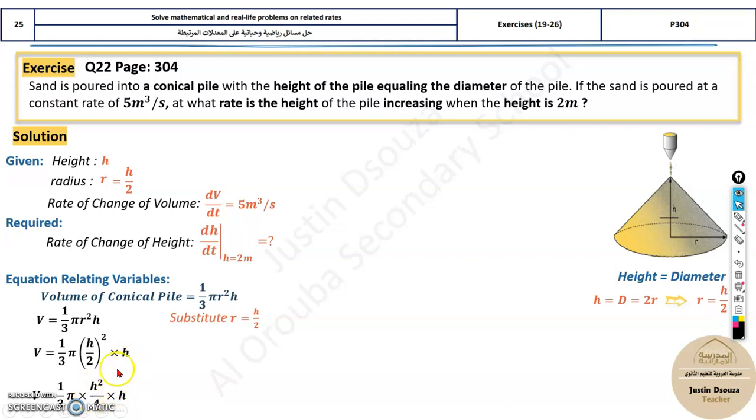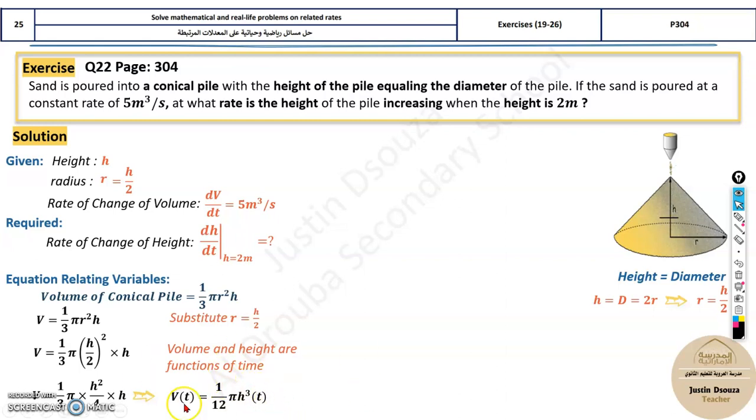And now rearrange this and write. Over here it will be 1 by 12 pi h cube. So now this is the volume in terms of h. Okay, it's h cube. Why? Because you squared both sides, you multiplied by h. Over here 1 by 12, multiply 3 and 4. Now this is the volume with respect to h. I'm so sorry, it's the volume, it's not the rate of change.